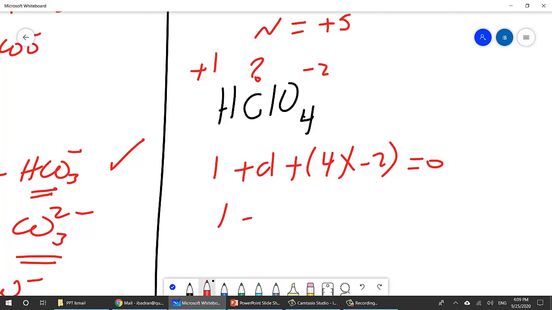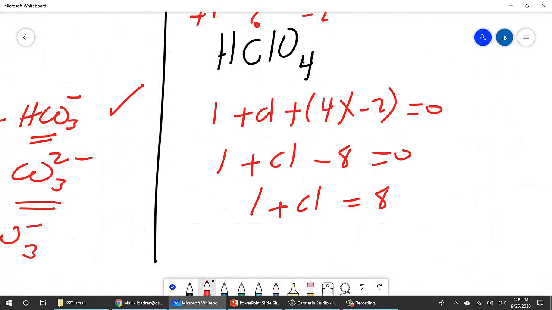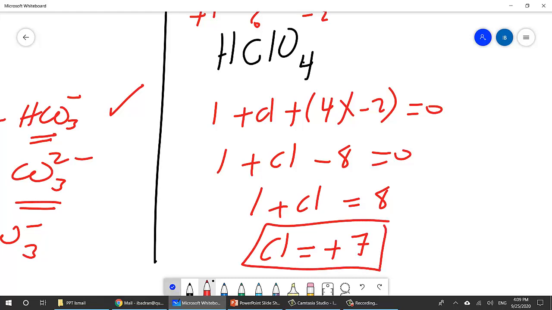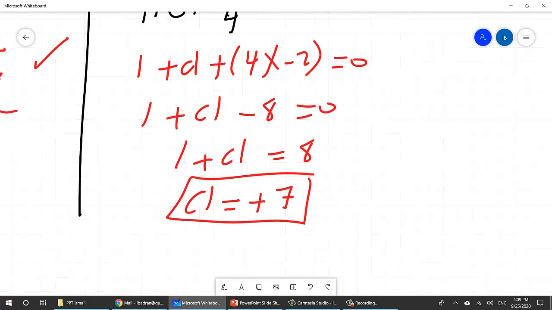In this case, 1 plus Cl minus 8 is equal to 0. You can transfer the 8 to the other side, it would be 8, and you will find here that Cl actually has an oxidation number of plus 7. Notice here that I'm writing the oxidation number in terms of the charge first and the number after, so plus 7, plus 8, plus 2.